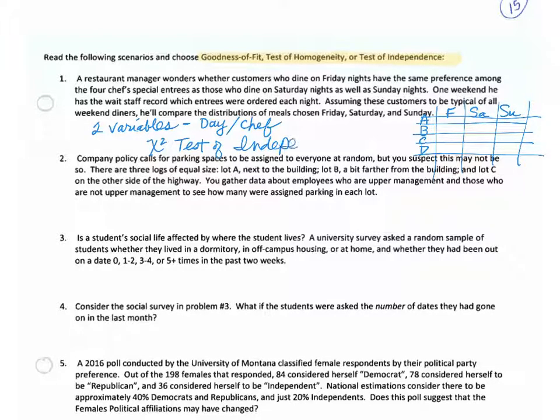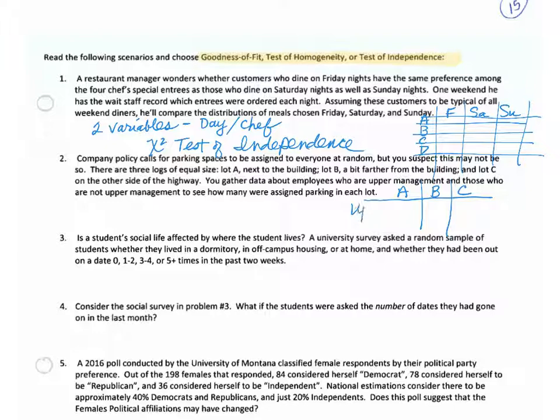The two-variable one is the chi-squared test of independence. All right, next problem. This problem talks about three different parking lots. There's parking lot A, which is close to the building. There's parking lot B, which is a little farther away. And parking lot C is totally across the highway.